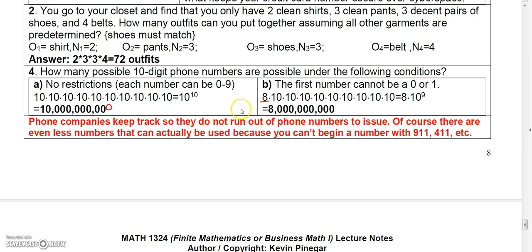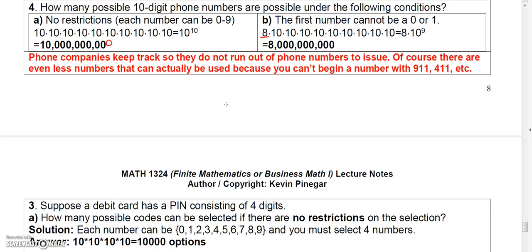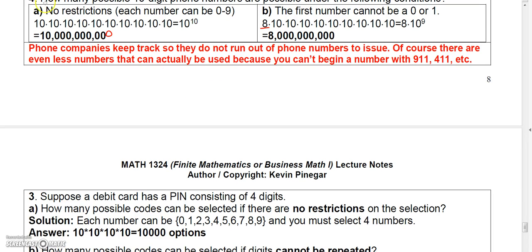So actually, these are just maximum numbers that could be assigned, but the actual numbers that would be available would probably be much less than that, because you couldn't start a number out with 911 or 411 or something like that, since they're used for other things.